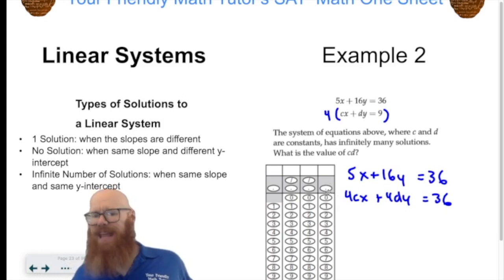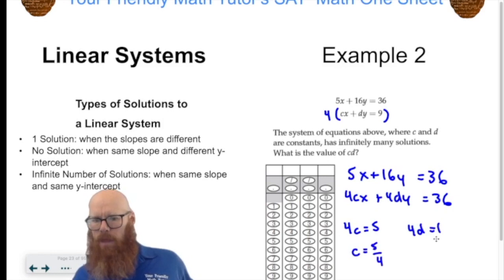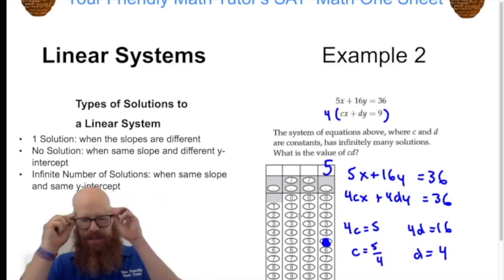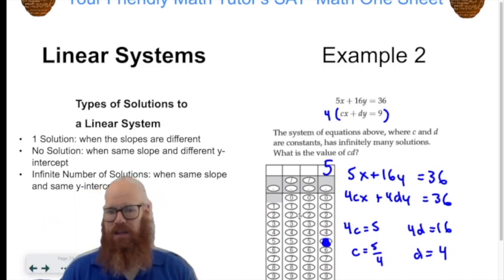If I have the same line, then I need 4c to equal 5, and I also need 4d to equal 16. So that means c is 5 over 4, and d is equal to 4. Then c times d, well, 5 over 4 times 4 is 5. So the answer is 5. I took a different approach here: I just tried to make them the same line, whereas in the last one I used the slopes.